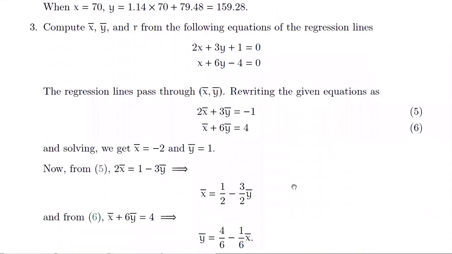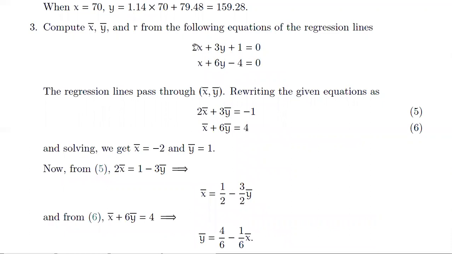Next problem. Compute x bar, y bar and r from the following equations of the regression lines. So two lines are given to you: 2x plus 3y plus 1 equal to 0, and x plus 6y minus 4 equal to 0. Now what we have to calculate here is x bar, y bar and r.